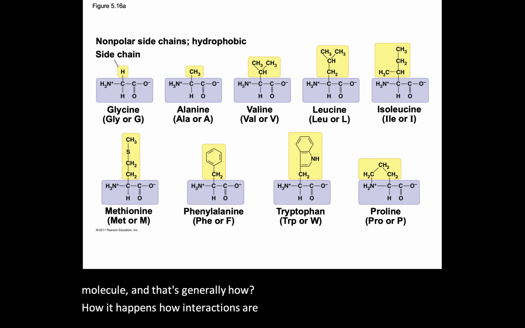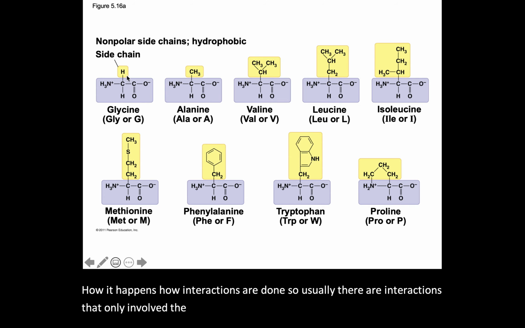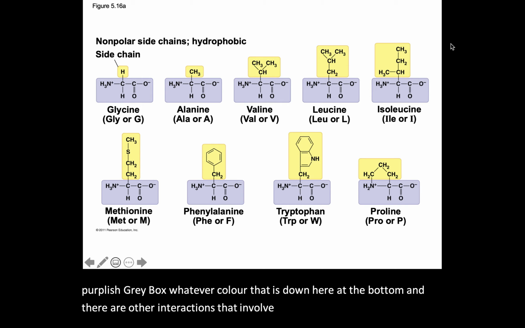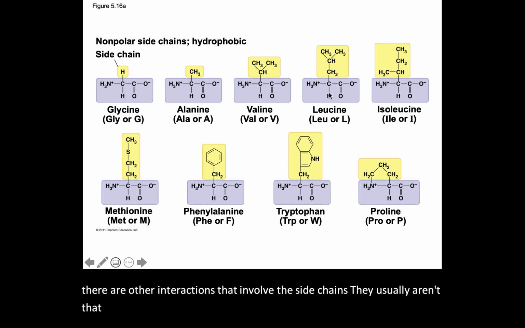So usually there are interactions that only involve the backbone. The backbone is shown in this sort of purplish gray box down here at the bottom. And there are other interactions that involve the side chains. There usually aren't that many side chain to backbone interactions as far as I know.